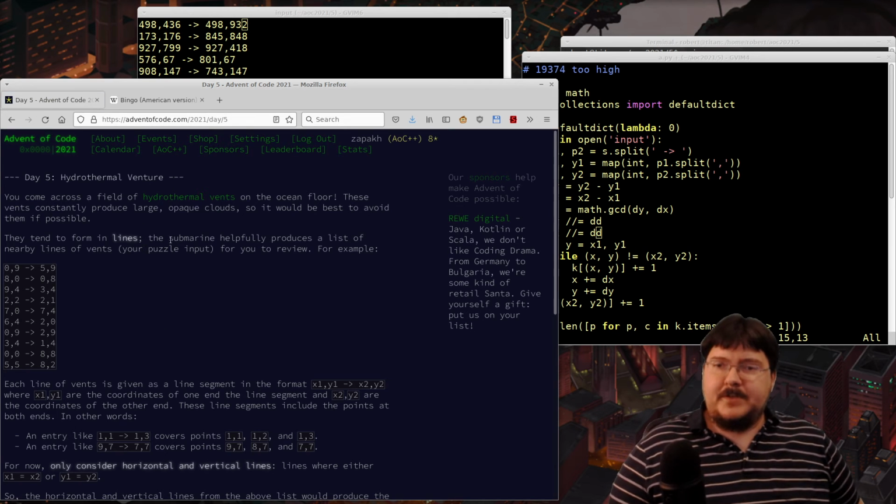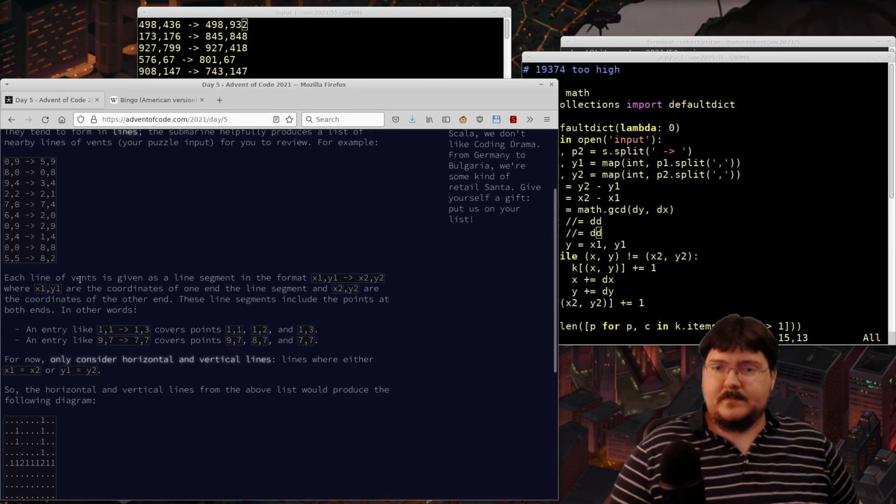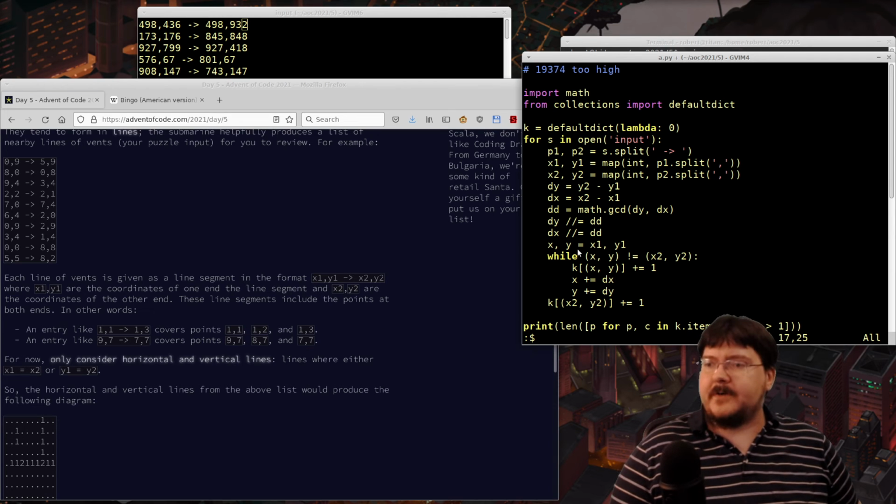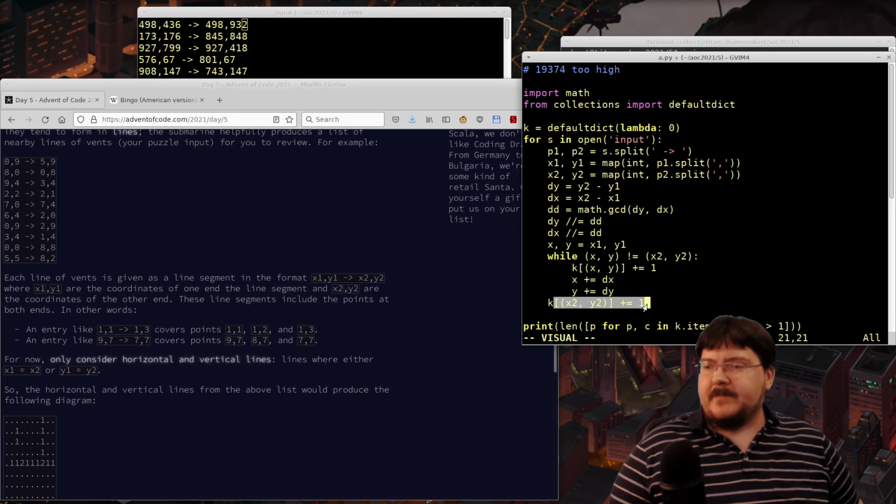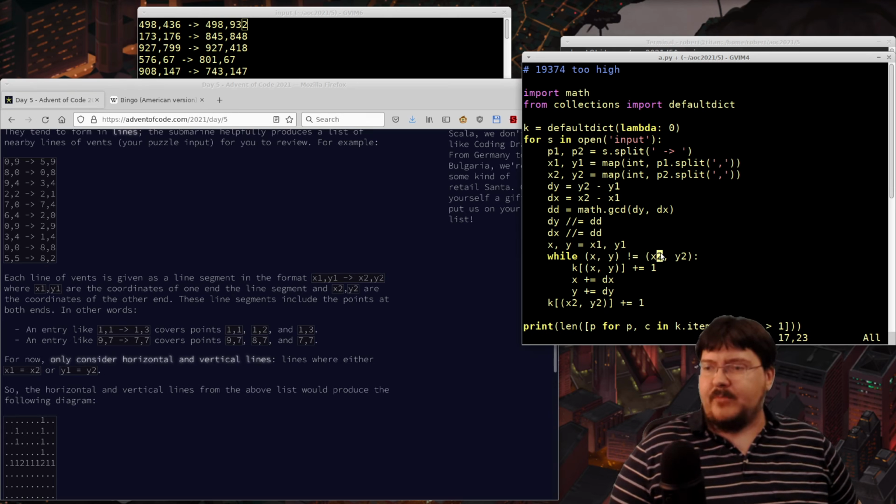Dum-da-dum. 10 to form lines. That's very reassuring. I included the points at the ends, I'm pretty sure. I was careful to do a special case on the last one because it breaks the loop, but I still want to put it in there.